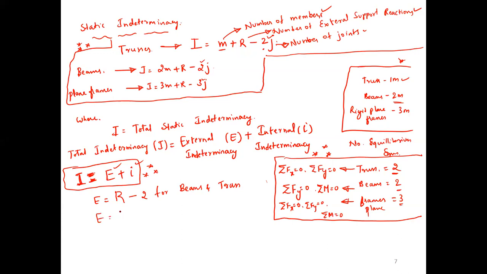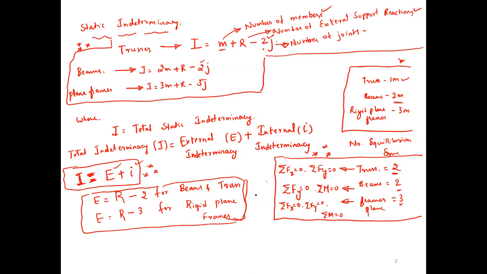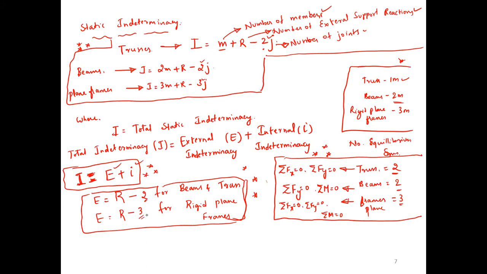And E equals R minus 3 for rigid plane frames. Please take a note. Sometimes this question may be asked directly. What is the external indeterminacy for beams? R minus 2. What does 2 indicate, and what does 3 indicate? You know: equilibrium equations.